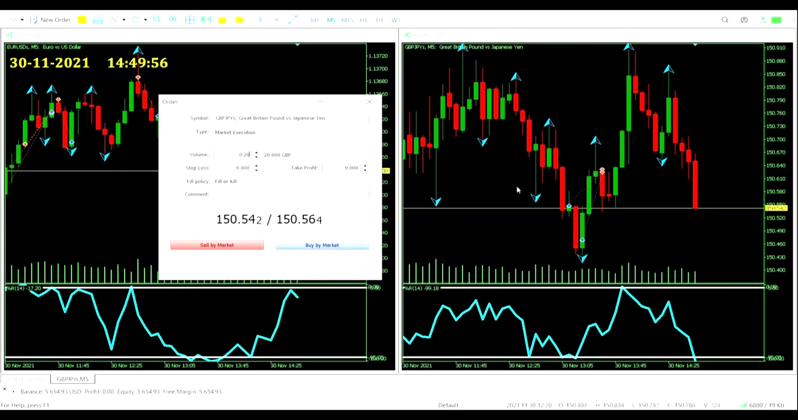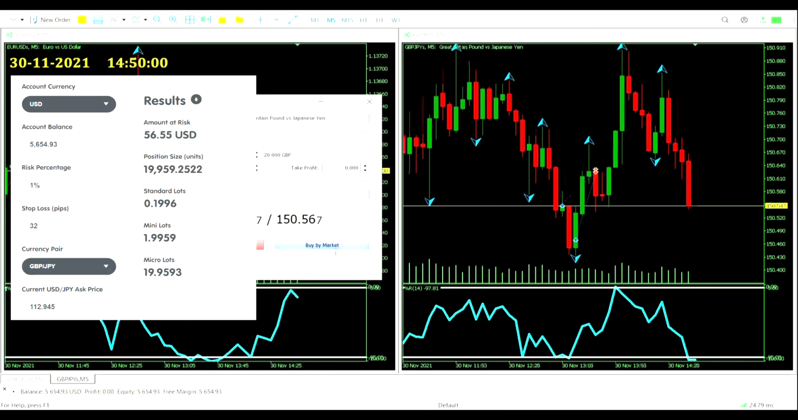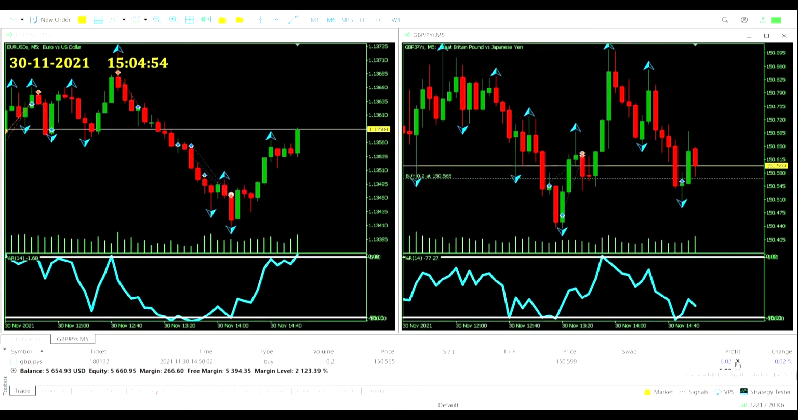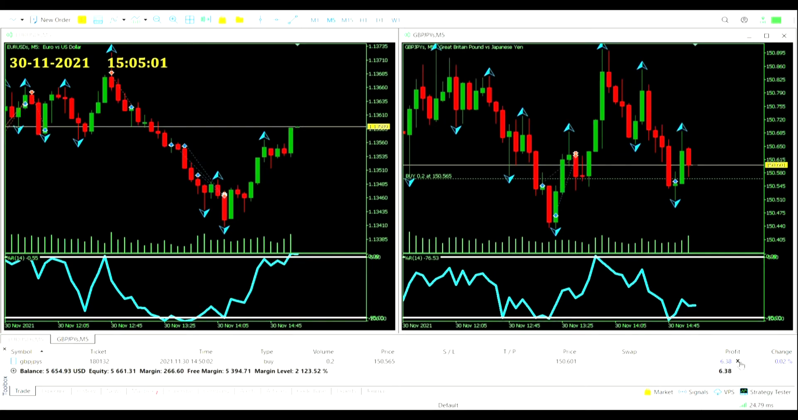We are not missing out this time on the Great British Pound Japanese Yen. We are going to get in with a buy trade when we see the close, which is now 0.2 lots. Let's buy the market. I got a feeling we'll be doubling down on this one. Double whammy coming up here. When we close a window, we are opening a door. Here goes our Great British Pound Japanese Yen trade.